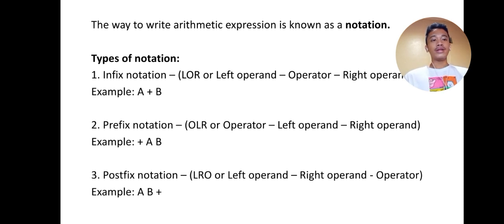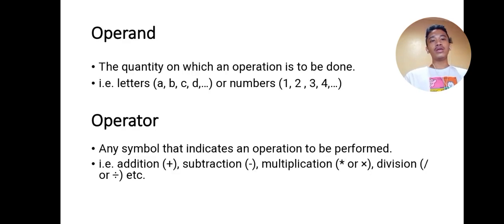So what is an operand and an operator? To answer that question, let's go back to our basic mathematics. An operand is the quantity on which an operation is to be done. That is letters like A, B, C, D, and so on, or it can be numbers like 1, 2, 3, 4, and so on. On the other hand, an operator is any symbol that indicates an operation to be performed. That is addition, subtraction, multiplication, division, and so on. So now we have learned what notation is, the three types of notation, and what an operand and an operator are. Now we're ready to convert infix notation to postfix notation, and infix notation to prefix notation.